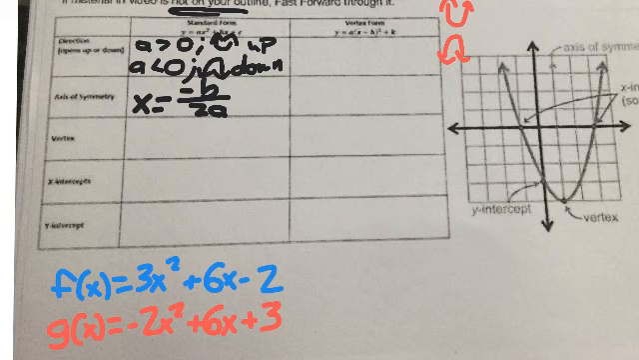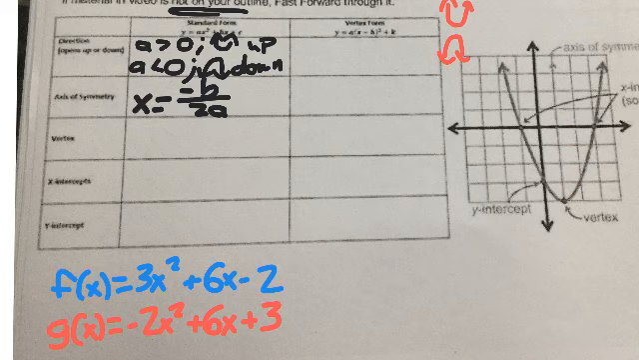If I looked at g of x, okay, x equals negative b, so that's negative 6 over 2 times negative 2, which is negative 4. So negative 6 over negative 4 would be at positive 3/2, or 1 1/2, which would be right here, would be the axis of symmetry for g of x.